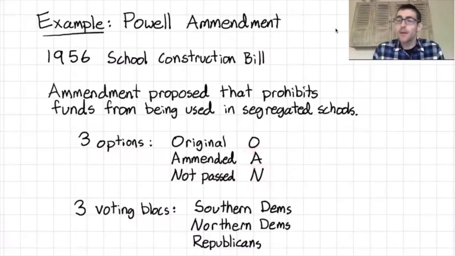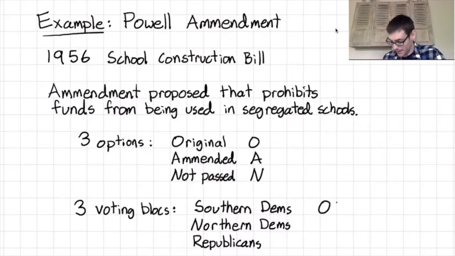At the time, there were really three main voting blocks in this US House of Representatives. The Democrats certainly had a majority, but they were somewhat split between Northern Democrats and Southern Democrats. The Southern Democrats liked this bill. They wanted to allocate more funds to build more schools. However, they really did not like this amendment. So their order of preferences between the three options was that they wanted the original, and if they didn't get the original, they didn't want anything to happen. They didn't want to be spending money on these other states that wouldn't have segregated schools. And then lastly, their third choice would be the amended version.